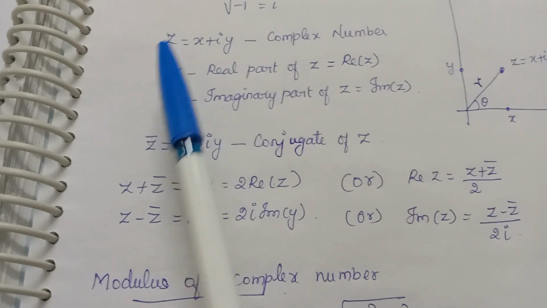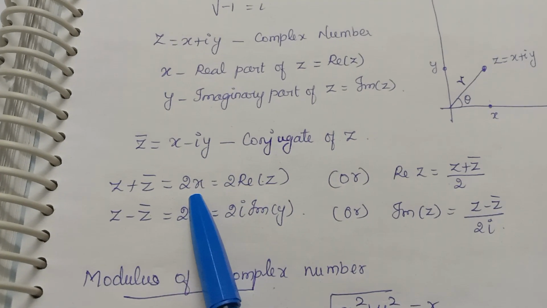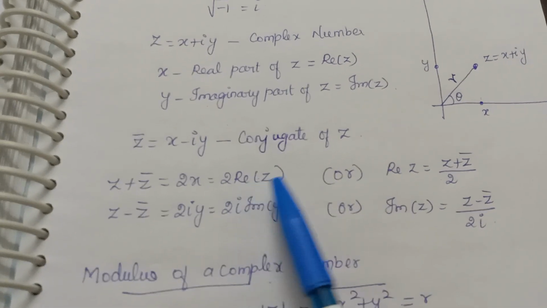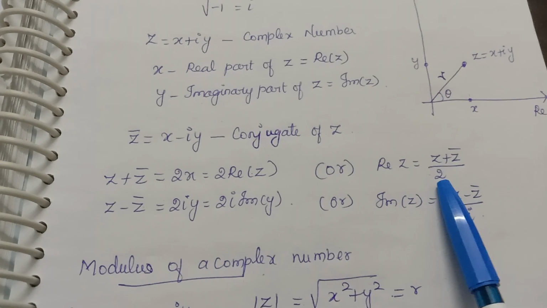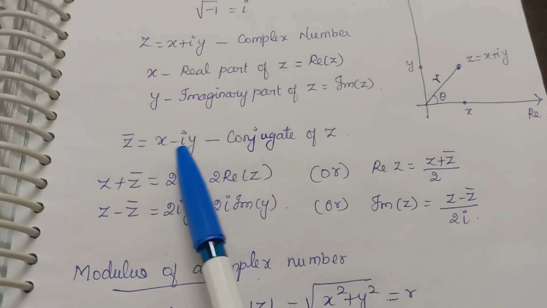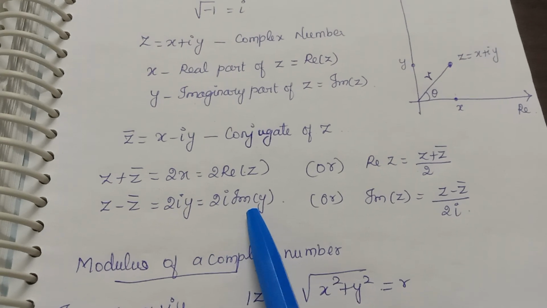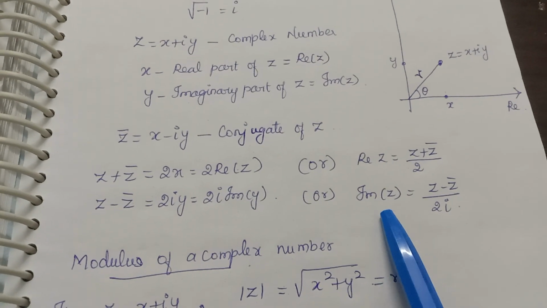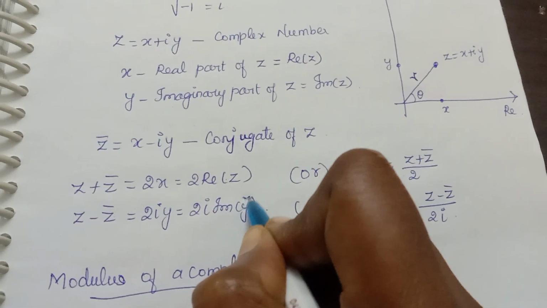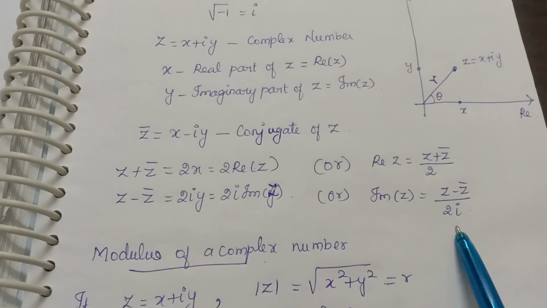Now if you add a complex number with its conjugate, what will happen? The iy plus iy minus iy get cancelled, so you will be getting only 2x. That is 2 into real part of z, which can be written as real part of z equal to (z plus z bar) by 2. Similarly when you subtract these two complex numbers, x plus iy minus (x minus iy), the x gets cancelled and you get 2iy. That is 2i into the imaginary part of z. So imaginary part of z is (z minus z bar) by 2i.